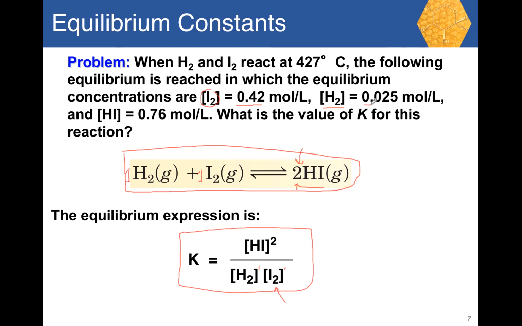H2 is 0.025 moles per liter. That's this one, per liter. And of course, HI, the product here, the concentration at equilibrium is 0.06 mole per liter. So the question now becomes, what is the value of the equilibrium constant for this reaction given these equilibrium concentrations? All you have to do is plug these numbers into this equation and solve it using your calculators.